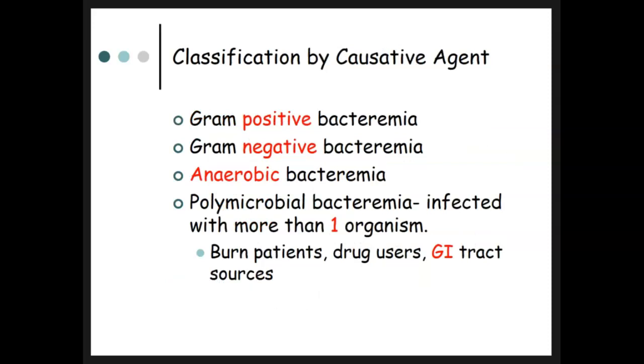So the causative agents can be classified as a gram-positive bacteremia, a gram-negative bacteremia, an anaerobic bacteremia, or polymicrobial bacteremia, which means that there's an infection with more than one organism. Examples of when this can happen are burn patients, IV drug users, and if there's a GI tract problem, like a rupture or something in your GI tract.